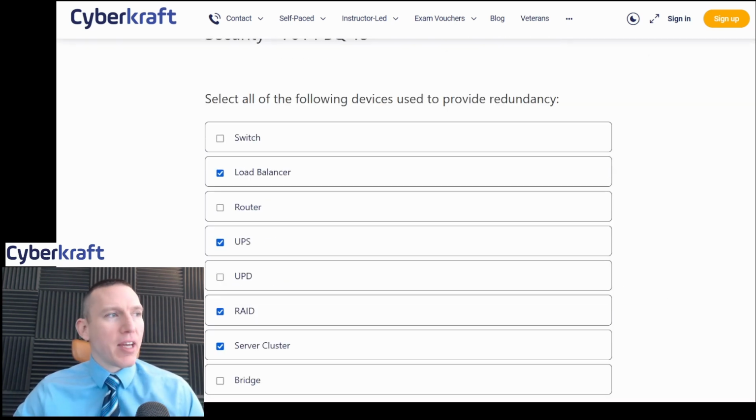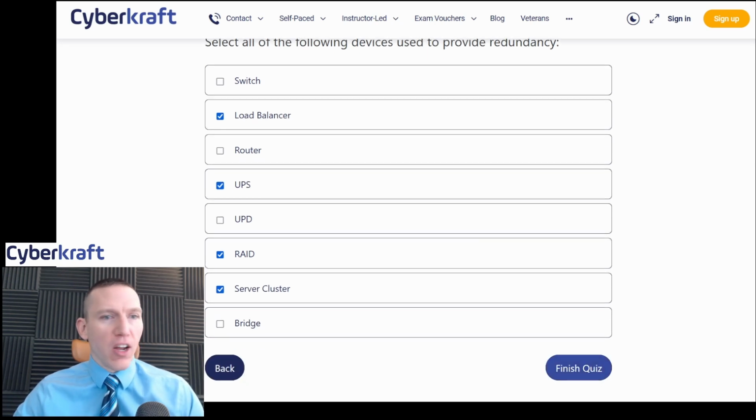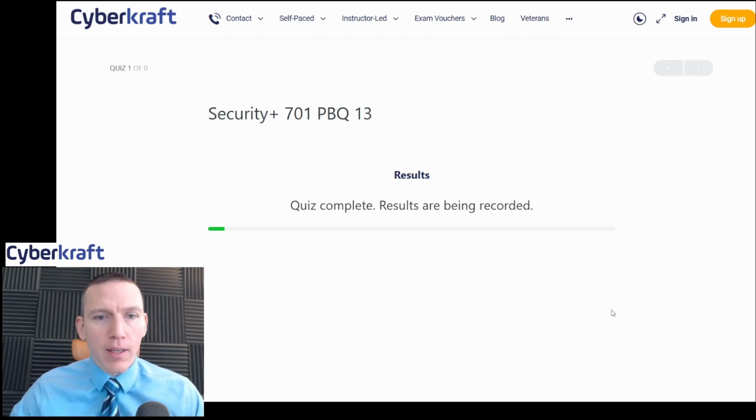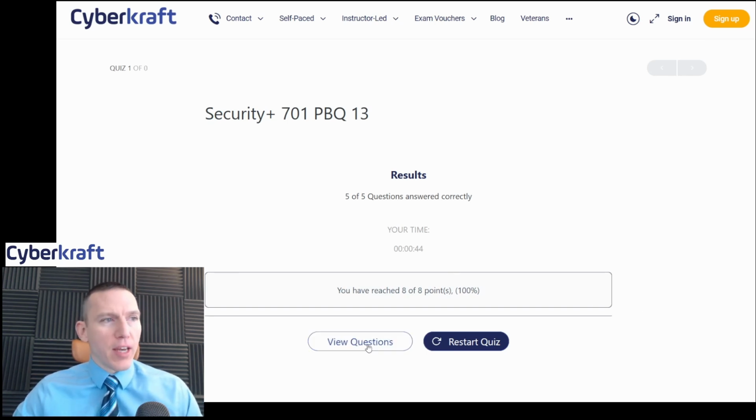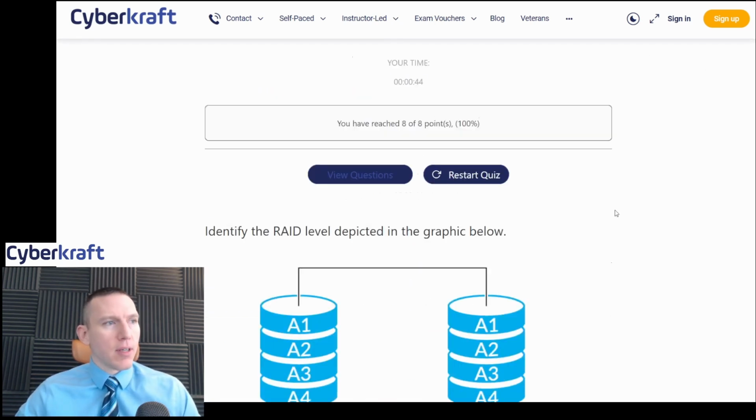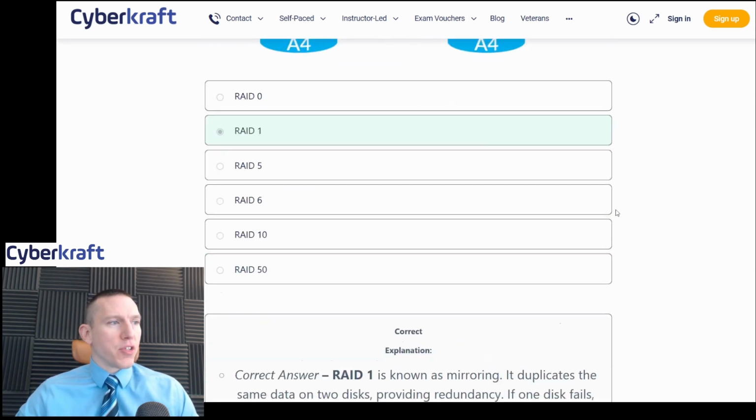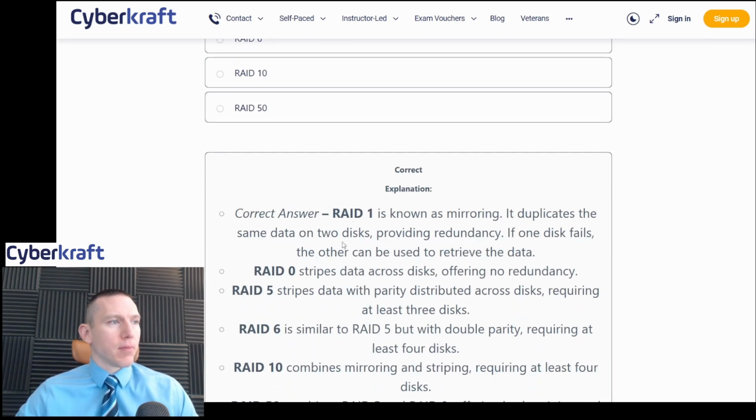Okay, let's see how I did. I'm pretty confident I got all of these here, but let's check. 5 out of 5. Okay, great. So that's kind of what I thought here, but let's see the explanations. Identify this RAID level. This is RAID 1. RAID 1 provides mirroring. That's very good.